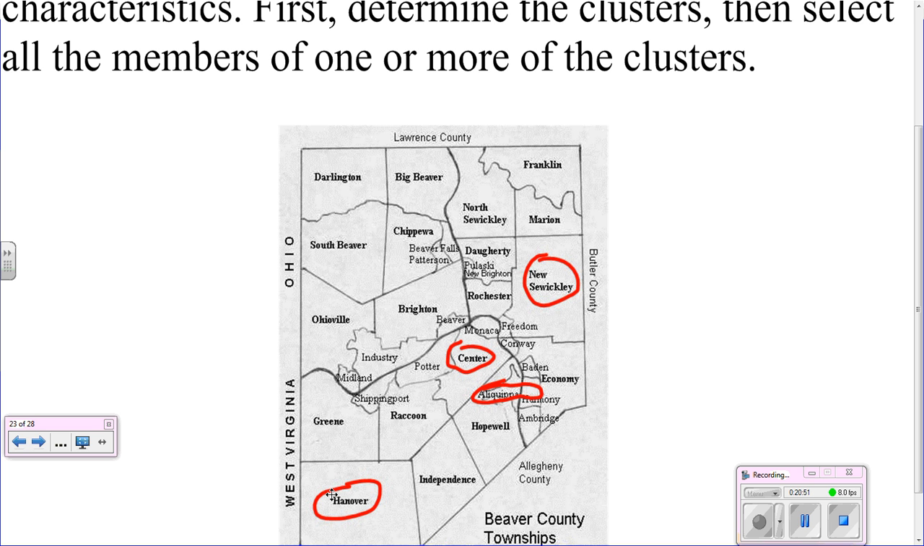So I have to talk to every person in New Sewickley. I have to talk to every person in Center, every person in Aliquippa, and every person in Hanover. Now, if we're just talking about adults, then I would have to talk to every person over the age of 18 from New Sewickley. But we have to fit everybody in from each of those clusters.